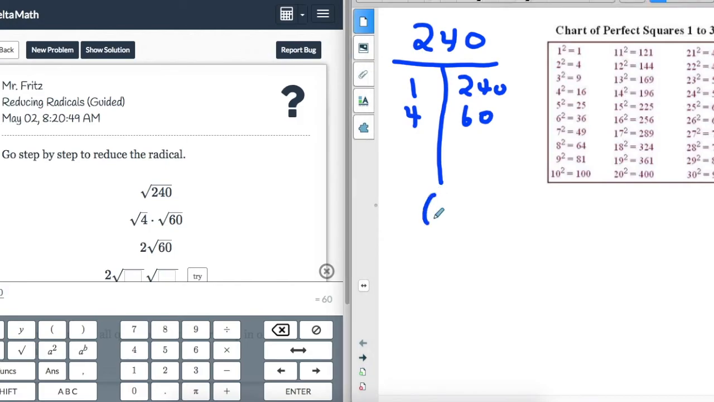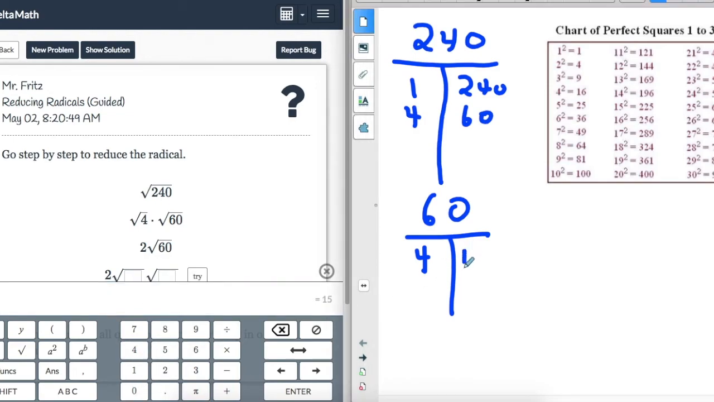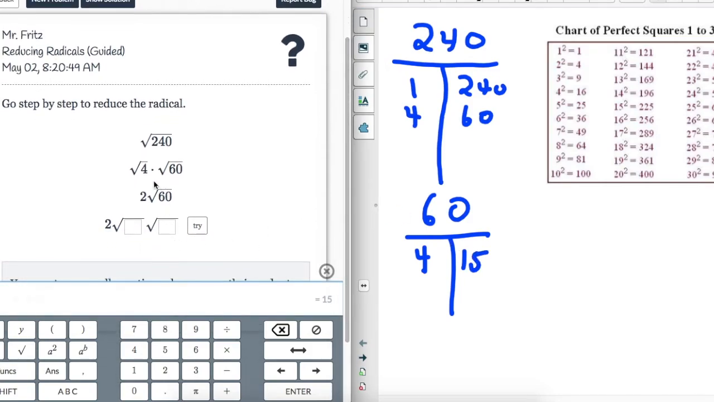Now I want to look to see if 60 breaks down any further. So again, let's look to see if 4 goes into 60. Let's try 60 divided by 4. That's 15. So it looks like 4 also goes into 60. So what I'll do then at this step is I'm going to break down the square root of 60 into the square root of 4 times the square root of 15.